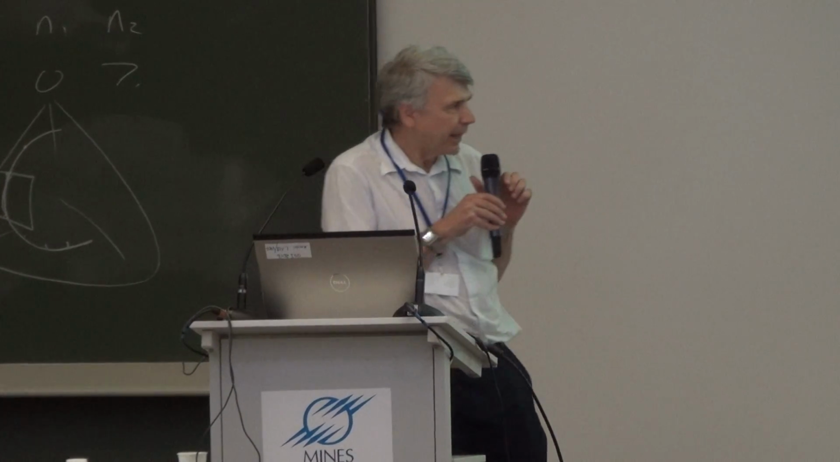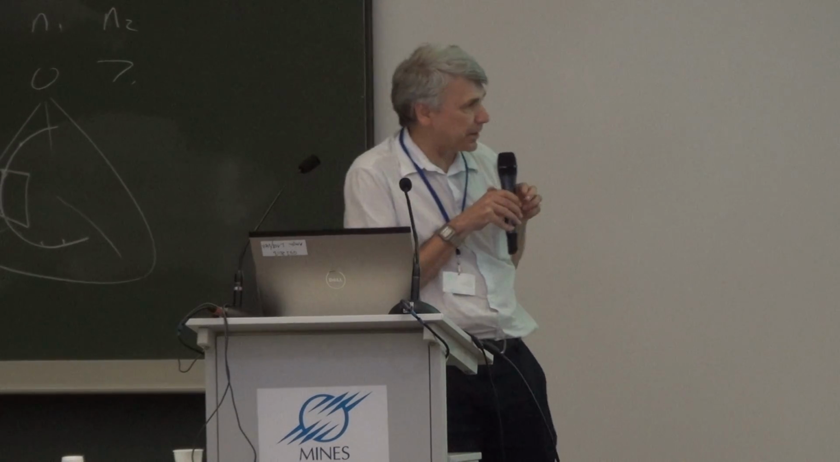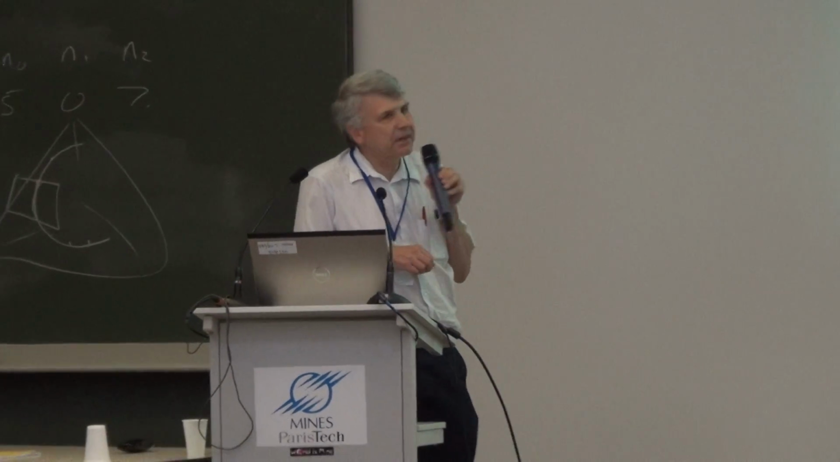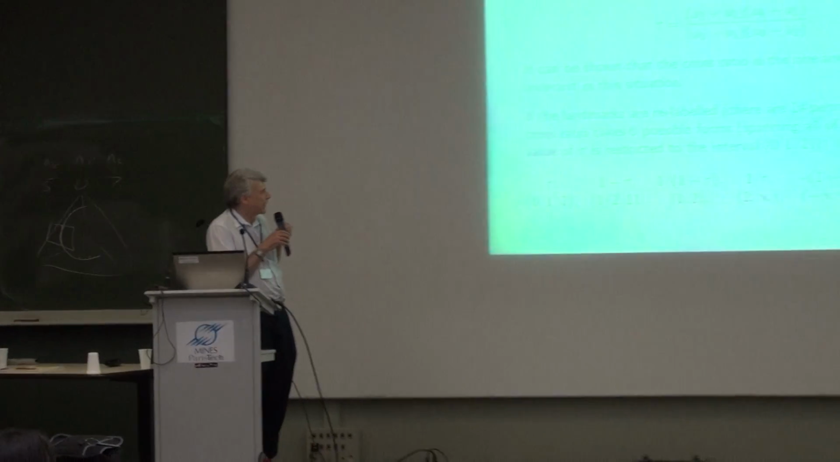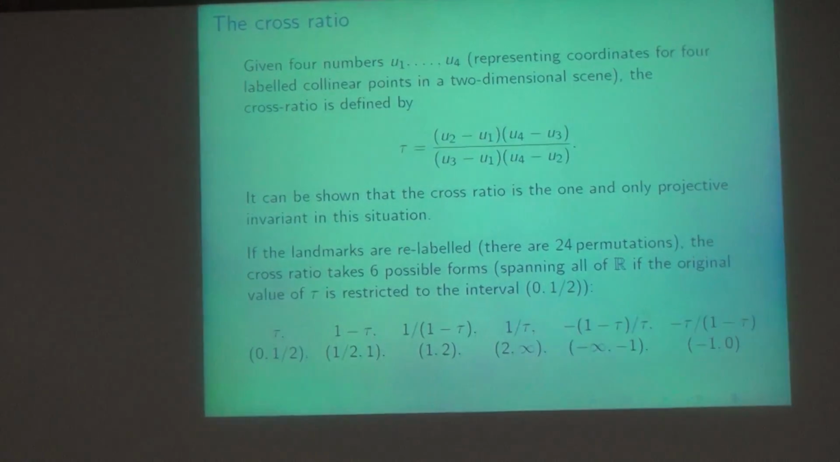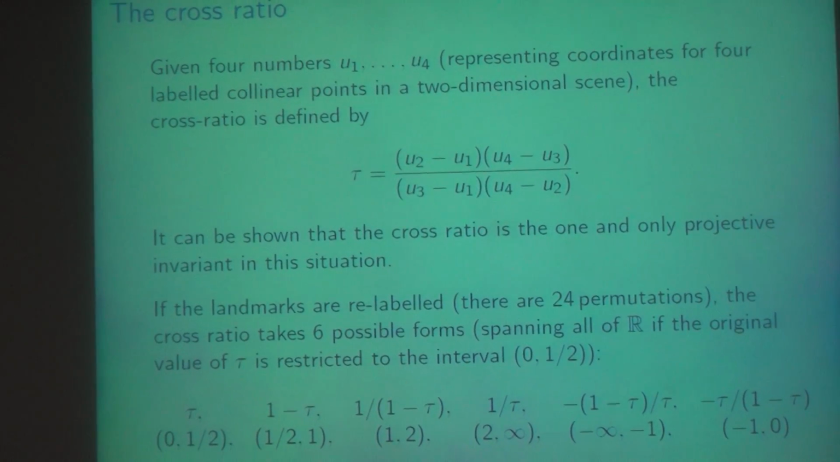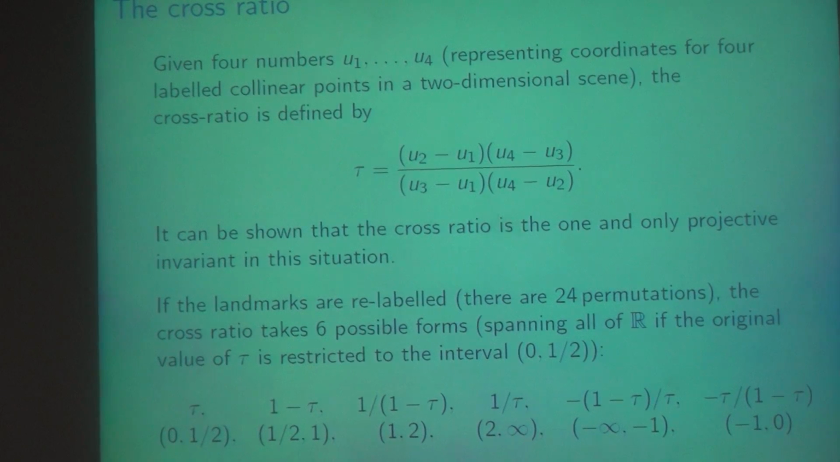For those of you that haven't seen the cross ratio before, let me give a quick definition of it. If you have 4 real numbers, u1 out to u4, in this case representing coordinates of the blue stars in the real world, in some linear coordinate system, the cross ratio involves a ratio of products of differences between the u's. So in the numerator, I've paired up u1 and u2, and I've paired up u3 and u4, and in the denominator, I've paired them up differently. I've got u3 and u1, and u2 and u4.